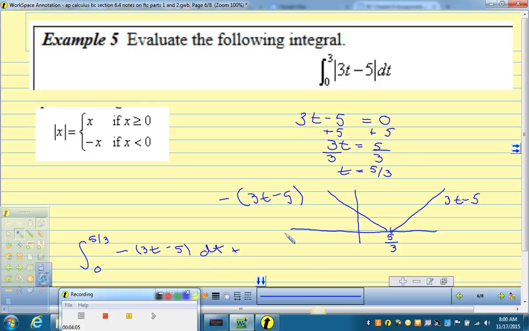Plus the area under the curve from... of 3t minus 5. And then we would calculate each of those.